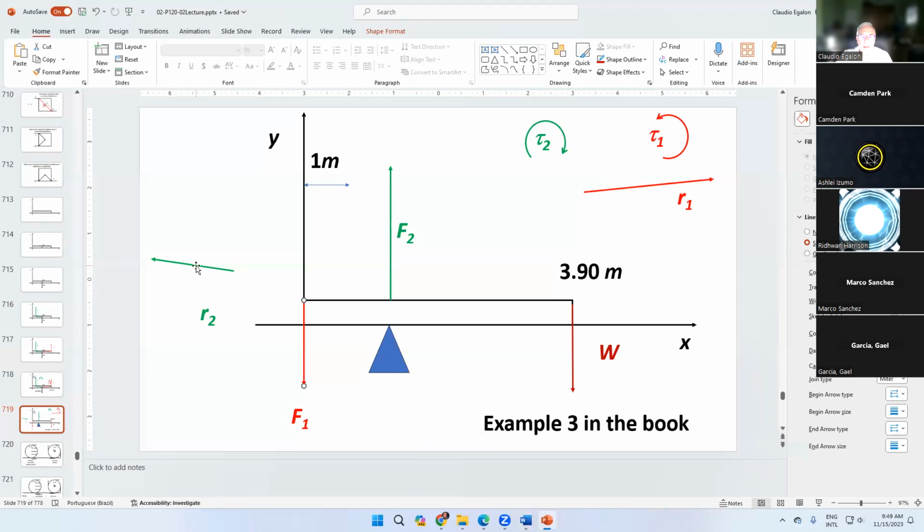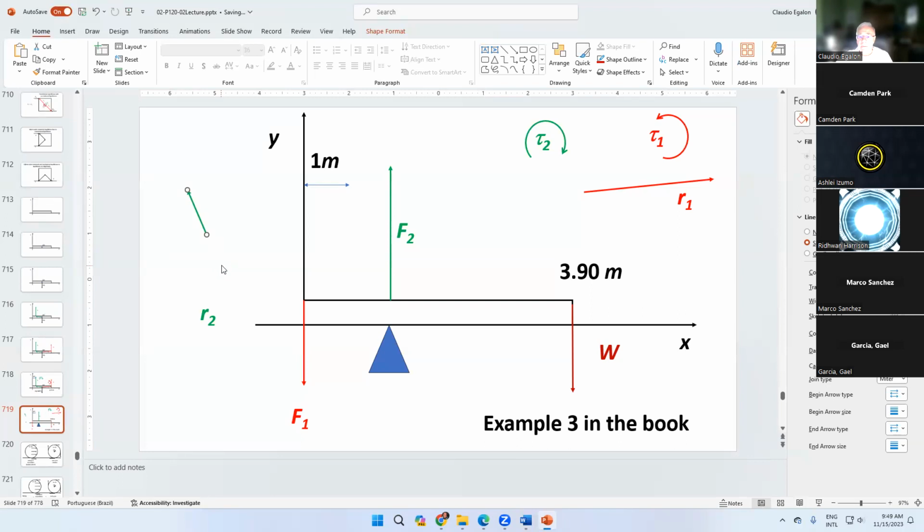Now, just like I said, your point of application of each of those forces can be taken with respect to any convenient point. You can choose this point, or this one, or this one, or the center of mass of the object, or anywhere along this bar.